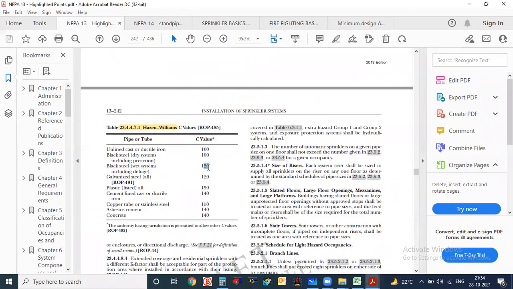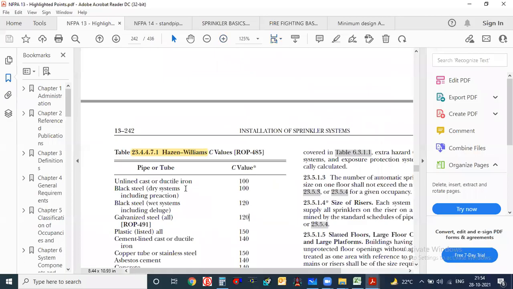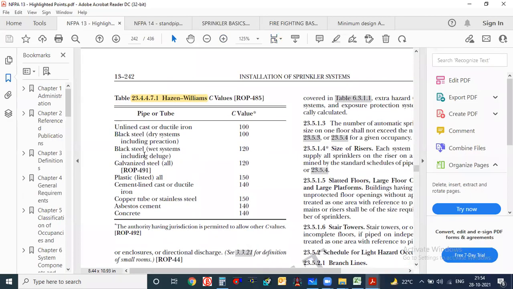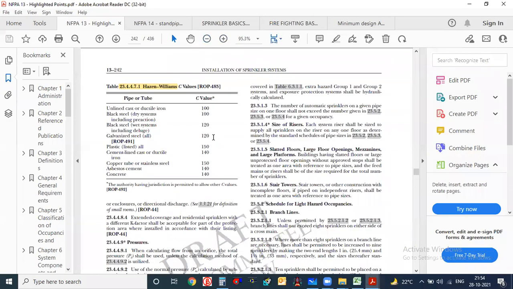We are going to use this 120 value because the C value for MS pipe and GI pipe is 120. Galvanized steel and black steel. If you are using black steel or carbon steel, you can go with a C value of 100. Otherwise you can use 120. If you are using cast or ductile iron, again 100. If you are using any plastic pipes, 150. Copper tube, 150. Asbestos, cement or concrete pipes, 140.